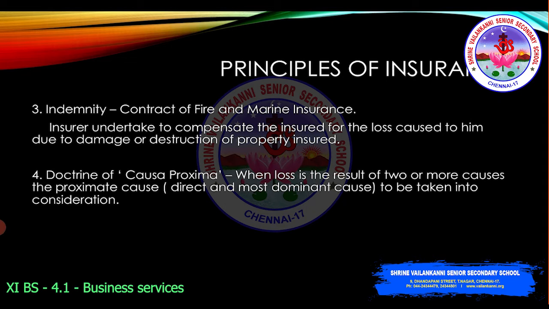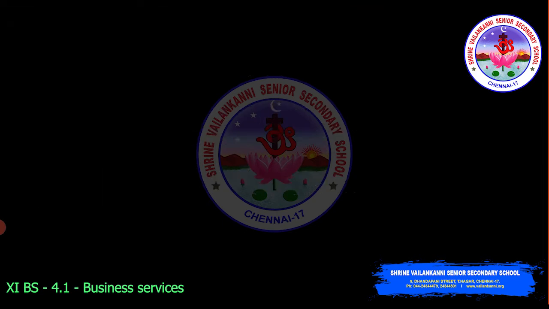Then a doctrine of causa proxima. When loss is the result of two or more causes, the proximate cause, that is the nearest cause, direct and most dominant cause, is to be taken into consideration. So that is called the doctrine of causa proxima. Then indemnity: however much the loss is, only that loss will be compensated by the insurance company, not more than that. So the nearest cause of damage will be taken into consideration. That is called causa proxima.